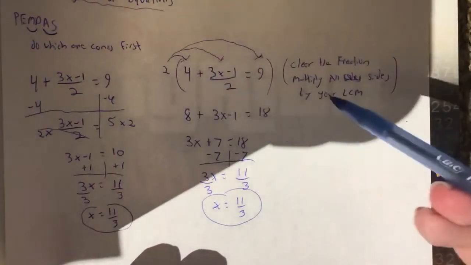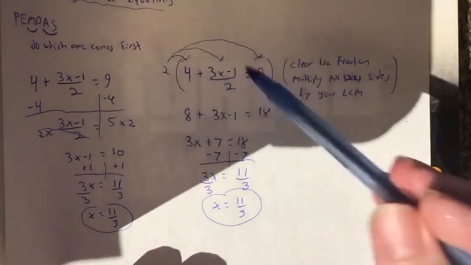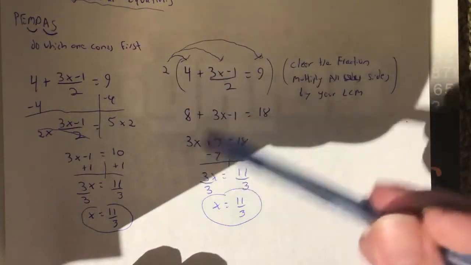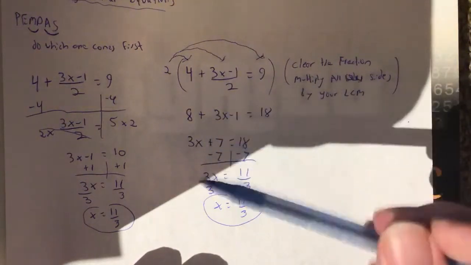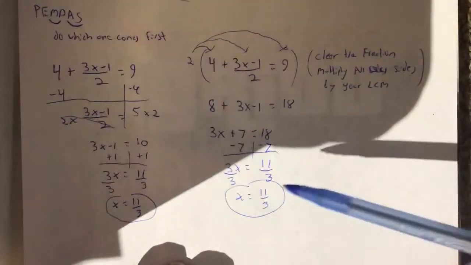So the trickiest part is knowing what your LCM is and then distributing it to each part. But when you do that, it just becomes no fractions, and in my opinion, it makes it a little easier to solve. So you get the same answers both ways.